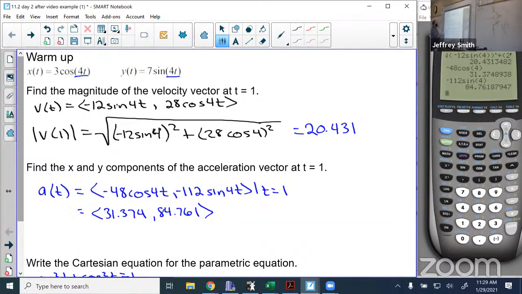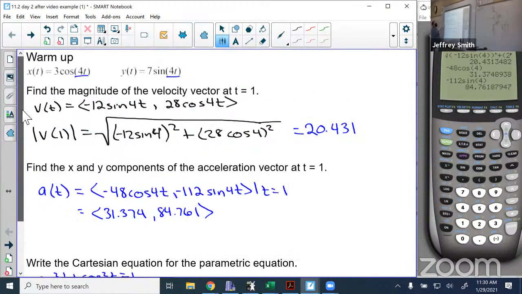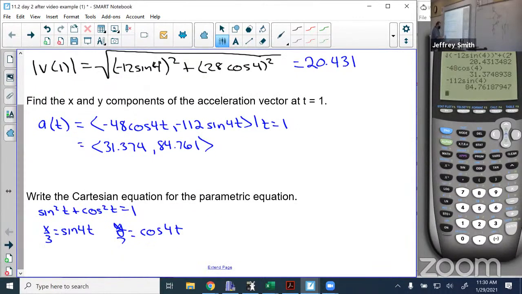Well, now we're going to take x over 3 equals sine of 4t. I think it's y over 7 is equal to the cosine of 4t. Or do I have those backwards? That's sine and cosine? Oh, cosine and sine. I thought I had it backwards. Cosine and sine. And so x squared over 9 plus y squared over 49 is equal to 1. There's the Cartesian equation, which is an ellipse. So this is an ellipse.